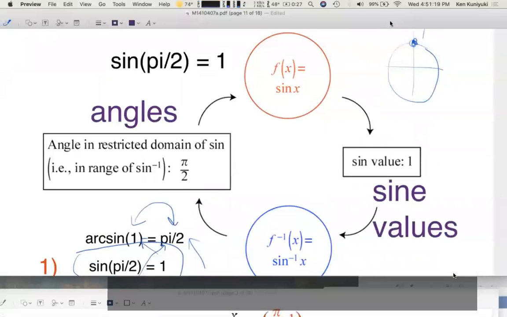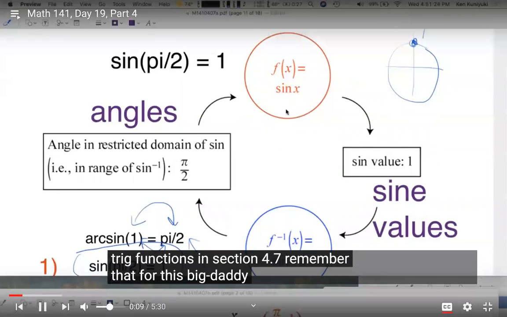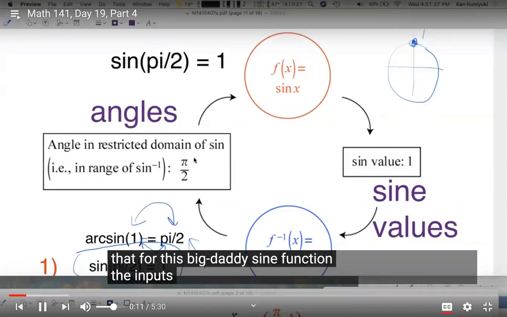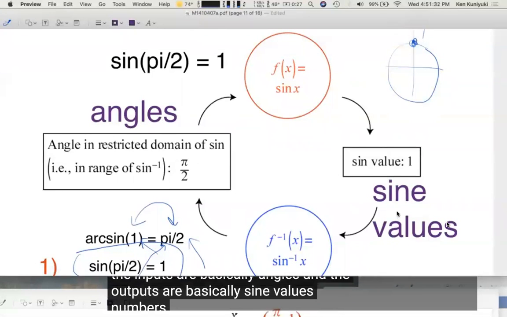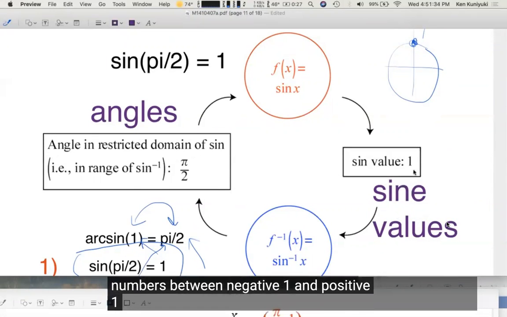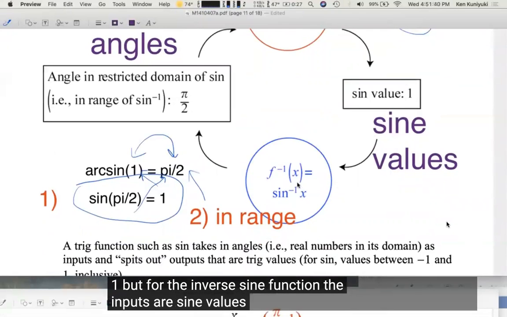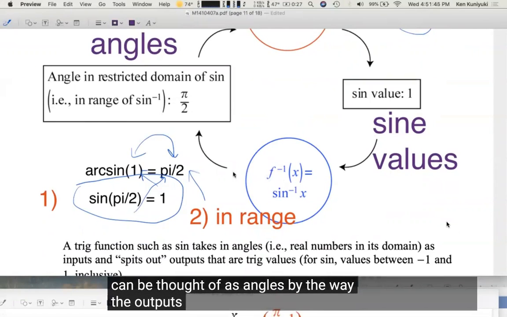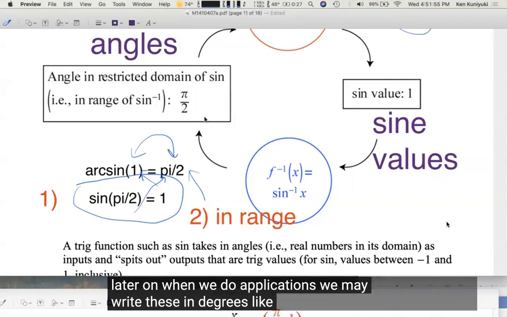Hi, everyone. We're evaluating inverse trig functions in section 4.7. Remember that for the sine function, the inputs are basically angles, and the outputs are basically sine values, numbers between -1 and +1. But for the inverse sine function, the inputs are sine values, and the outputs can be thought of as angles. By the way, the outputs of these inverse trig functions should technically be written in radian measure or as real numbers. Later on, when we do applications, we may write these in degrees, like 90 degrees.